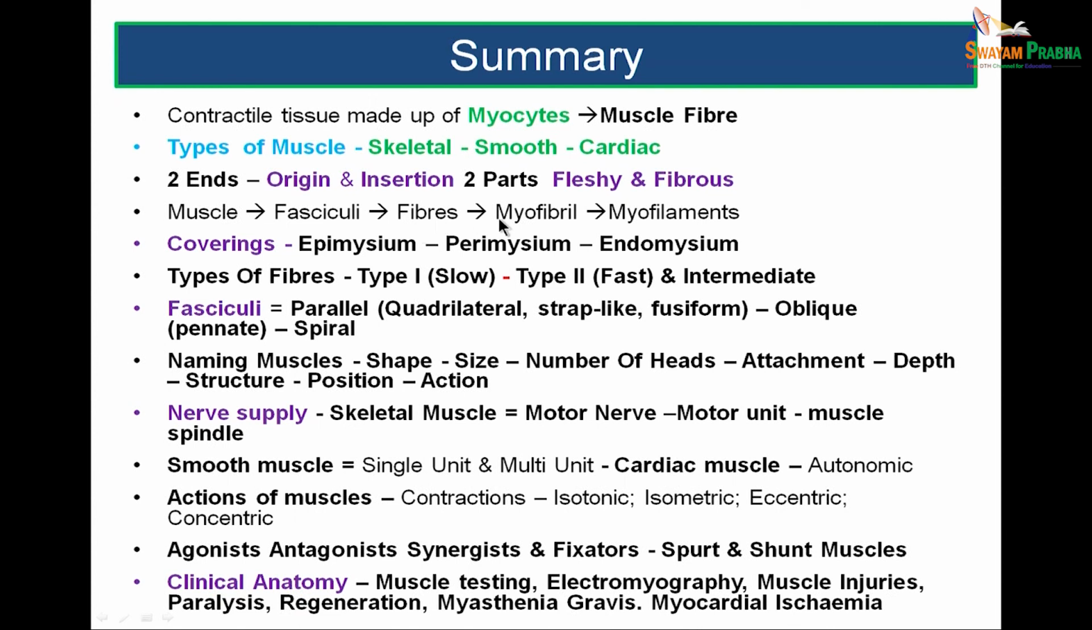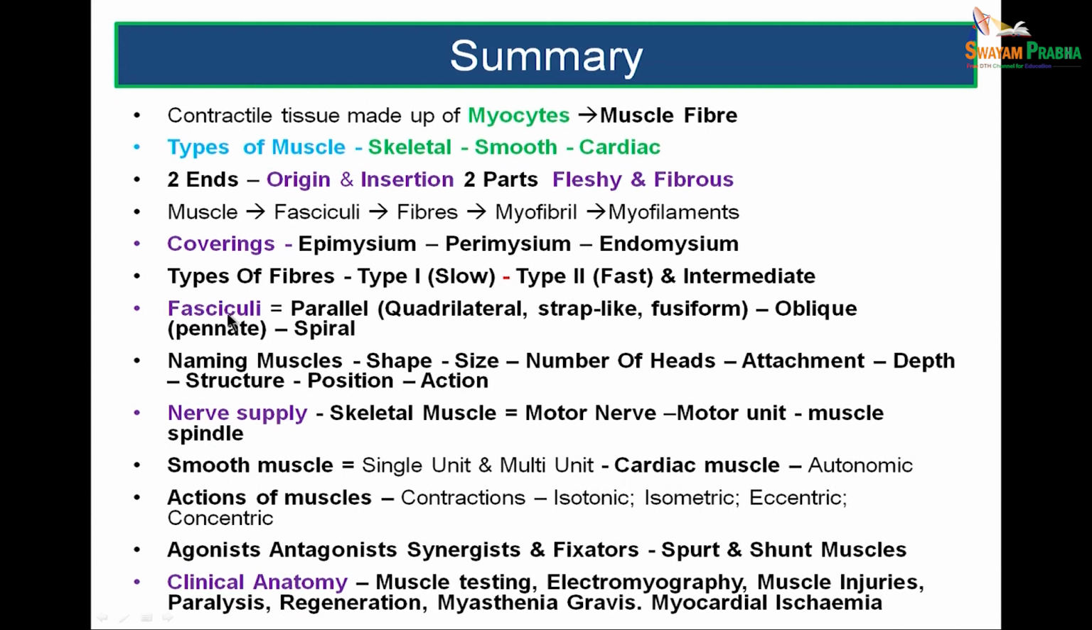Cells are made up of regularly arranged myofibrils, which are in turn made up of regularly arranged myofilaments, actin and myosin. Coverings of muscle: epimysium covering the full muscle, perimysium covering the fascicles, endomysium covering a single muscle fiber. We spoke about type 1 slow fibers, type 2 fast twitch and the intermediate fibers. At any given point of time, a muscle has a combination of type 1 and type 2 fibers depending on the type of muscle required.